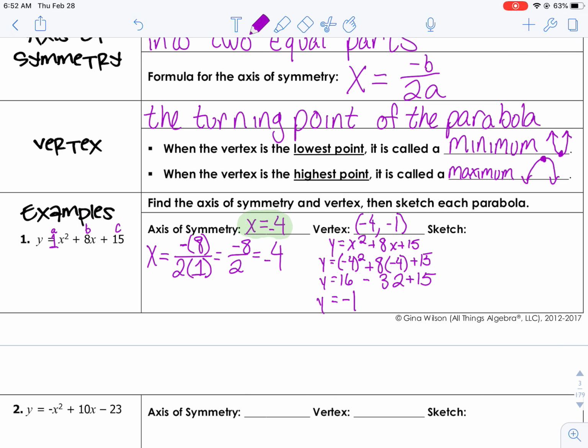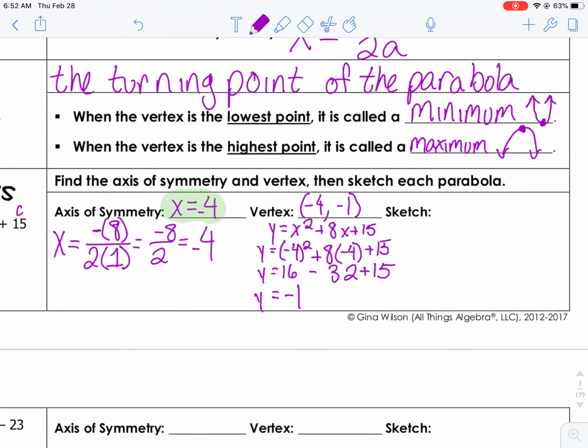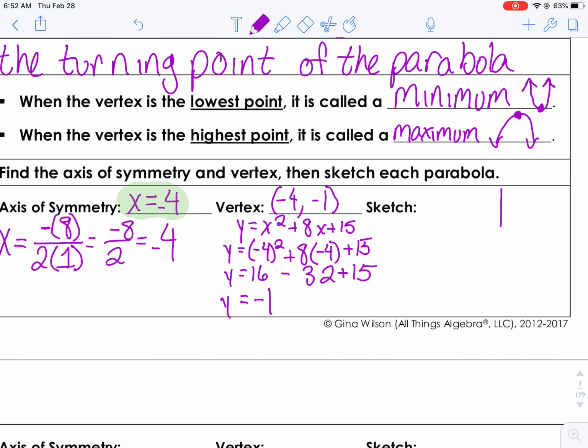We're going to sketch it real quick, and then I'm going to pull it up on my calculator to double check. So I'm going to sketch, and I'm going to give myself my x and my y axis. We said our axis of symmetry is wherever x is -4, so I'm going to say that's about -4. And my vertex is -4, -1. So my vertex should be right there, x equals -4, y equals -1.